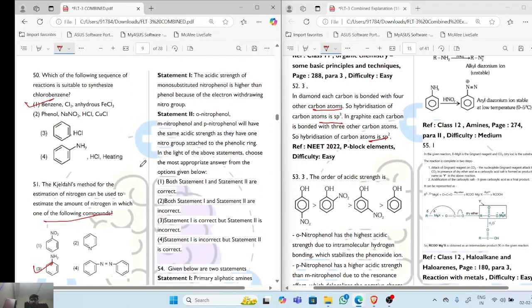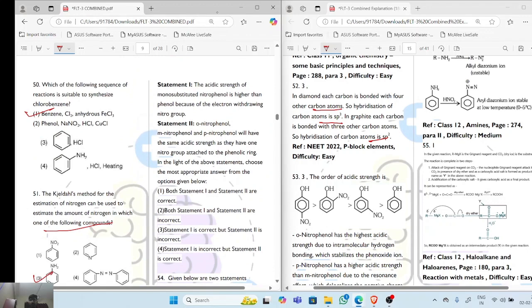Given below are two statements. Statement 1 is the acidic strength of mono-substituted nitrophenol is higher than phenol because of the electron withdrawing nitro group. Statement 2 is orthonitrophenol, metanitrophenol, and paranitrophenol will have the same acidic strength as they have one nitro group attached to the phenolic ring. In the light of the above statements, choose the most appropriate.